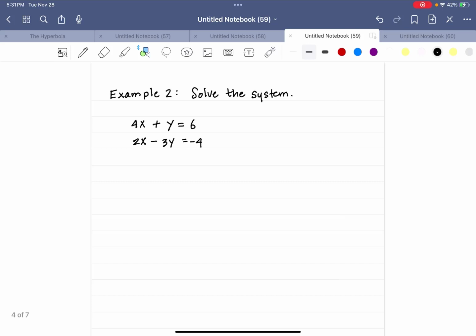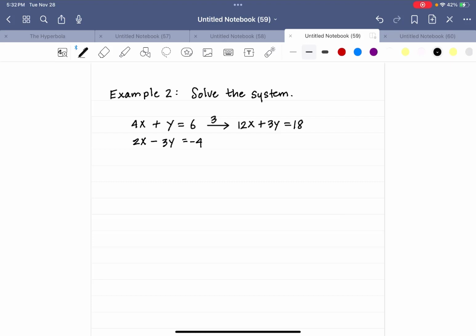So I have a couple of options. If I multiply the bottom one by negative 2, my x's would cancel out. Or if I multiply the top one by 3, my y's would cancel out. So what I'm going to do, and just to keep up with what I'm doing here, and so I can tell what you're doing, is just draw an arrow and write on top what it is that you're doing. Okay, so what I'm doing is I'm multiplying that first equation by 3, and that gives me a 12x and a plus 3y equals 18.